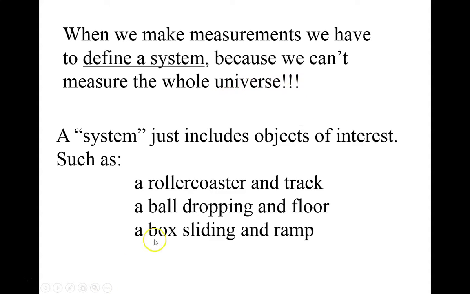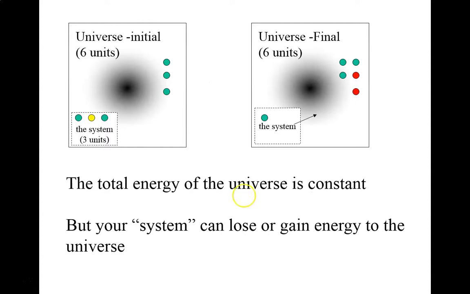So we might have a roller coaster and the track as our system. We might have a ball dropping on the floor, with the floor as a system, or we might have a box sliding along a ramp as our system. So normally we just look at a little bit of the universe. And if we start out with 6 units of energy, 3 of which are in our system, and then we convert some of that energy to heat, and some of that energy leaves our system.